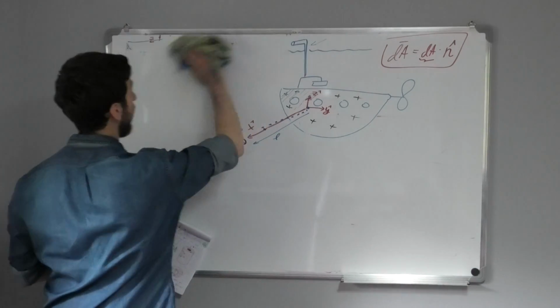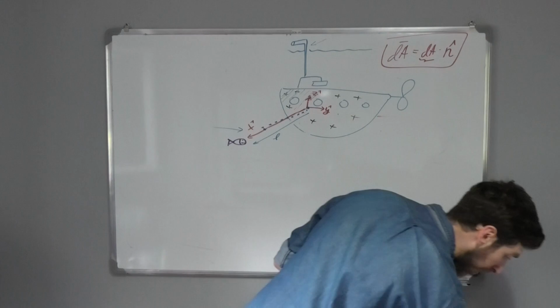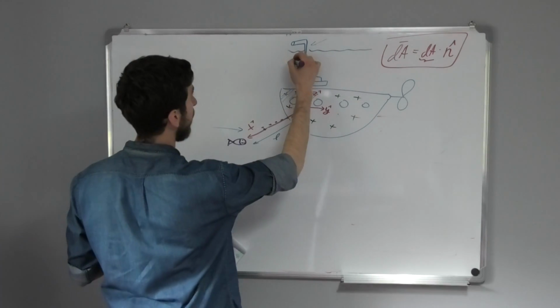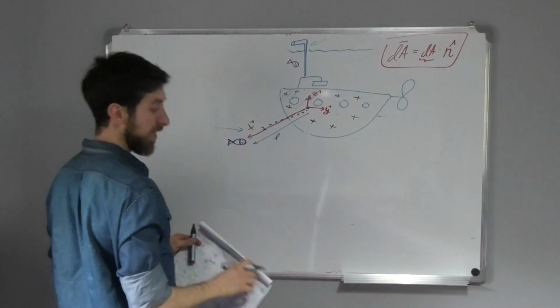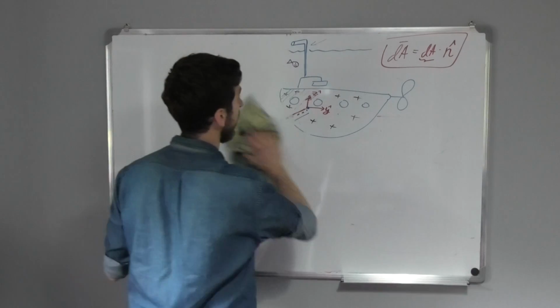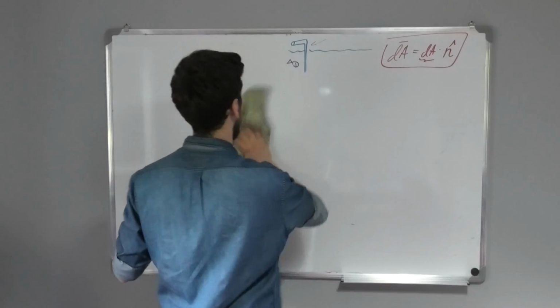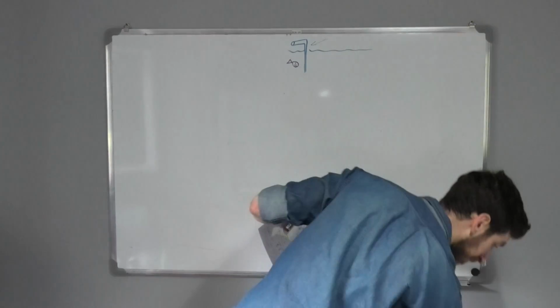So let's actually draw this part. So right now we have another fish, and the fish is over here. Here's the fish looking at this, and let's zoom in to this scenario. Okay, we don't need the submarine anymore. Perfect.